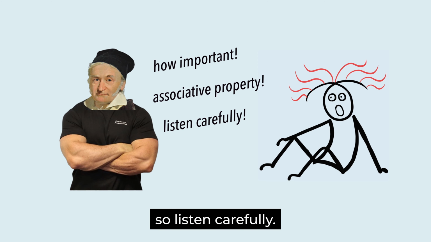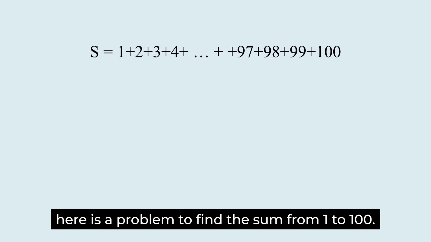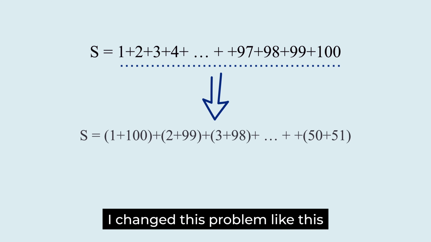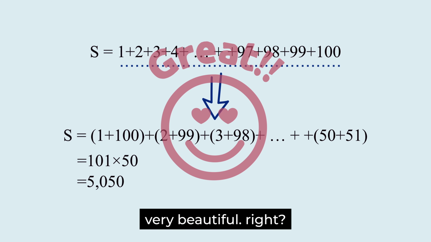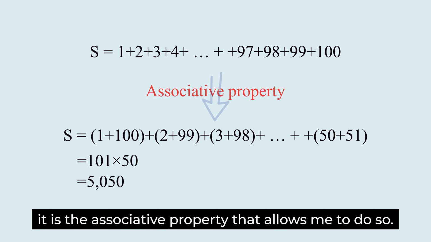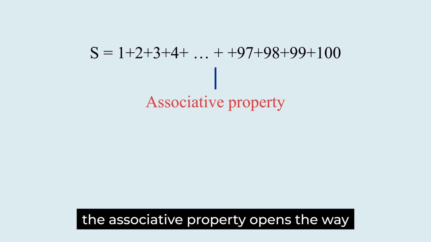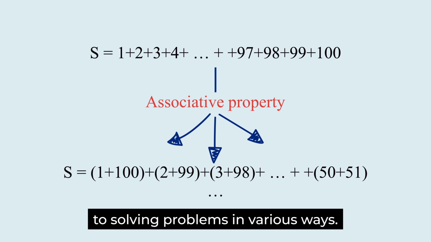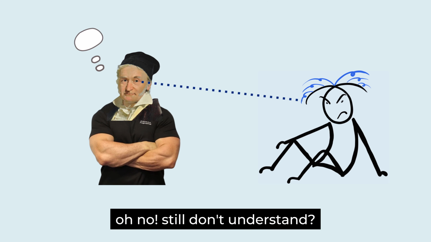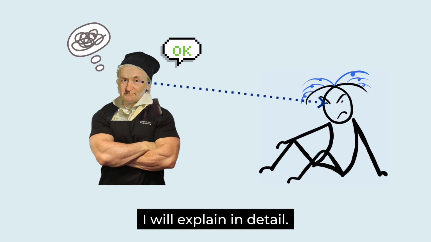So listen carefully. Here is a problem to find the sum from 1 to 100. I changed this problem like this and solved it very quickly. Very beautiful, right? It is the associative property that allows me to do so. The associative property opens the way to solving problems in various ways. Oh no, still don't understand? I will explain in detail.